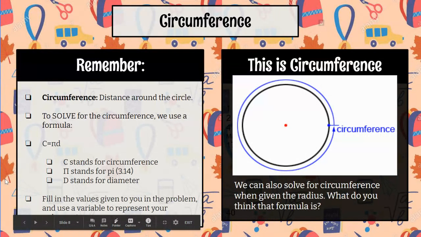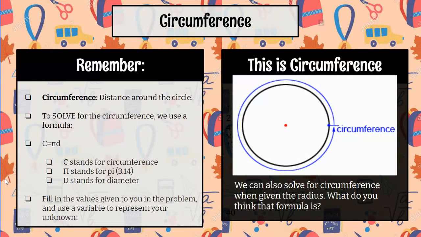So when you solve for circumference, you guys, you're going to be given values. It's either going to give you the circumference or it's going to give you the diameter. Guess what, you guys? You always know pi here. You always know that you can fill in 3.14. That is automatically going to be written down, okay? So you're going to be solving for one of these things. Use a variable to represent what you're solving for.